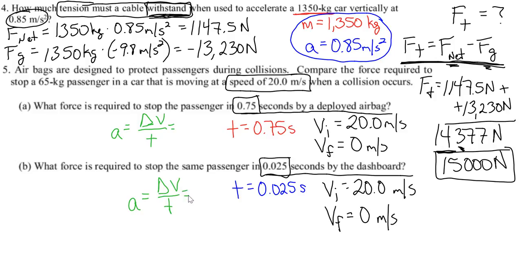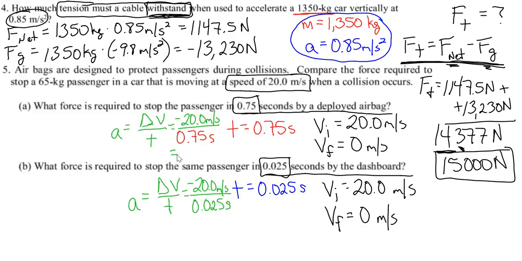So our change in velocity for both of them is the same. Final velocity minus initial velocity is negative 20.0 meters per second, divided by, in this case, a time of 0.75 seconds. And then over here, it's still negative 20.0 meters per second, but we're going to divide that by 0.025 seconds.